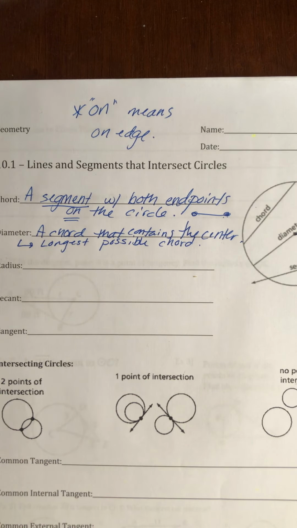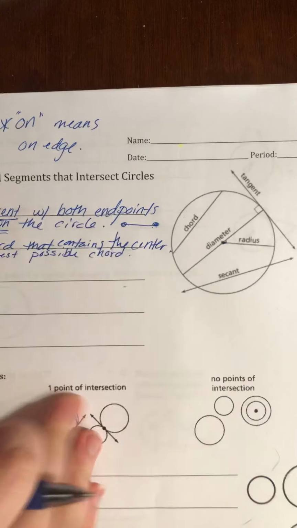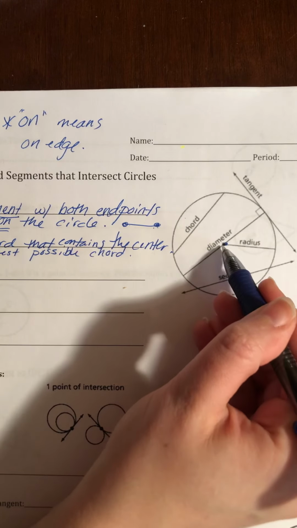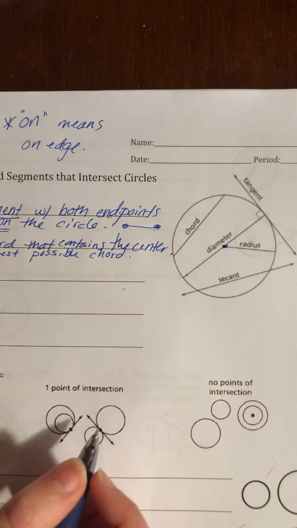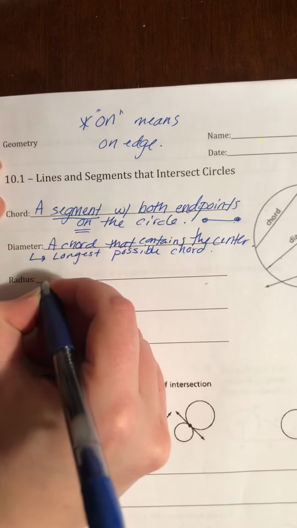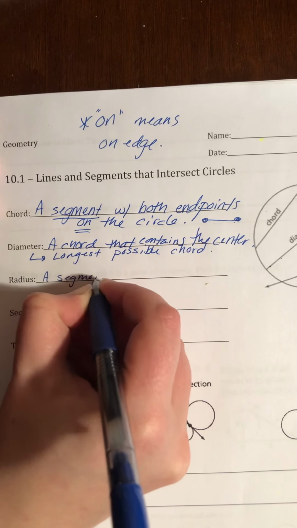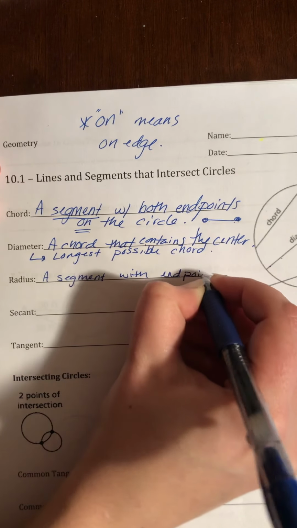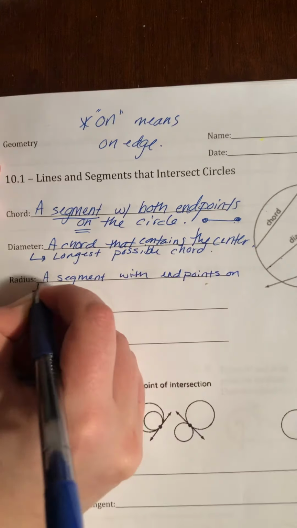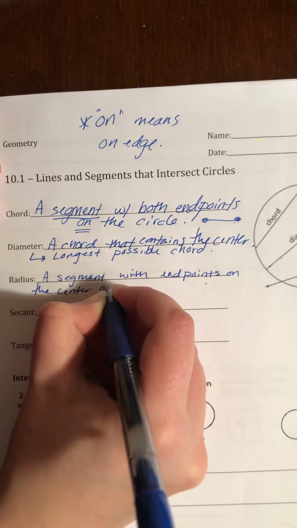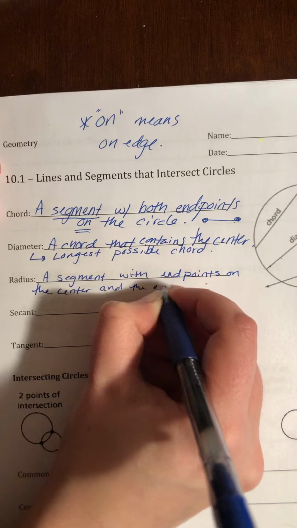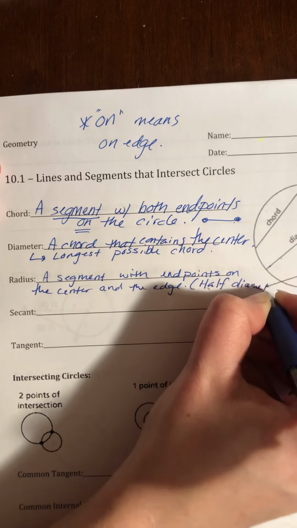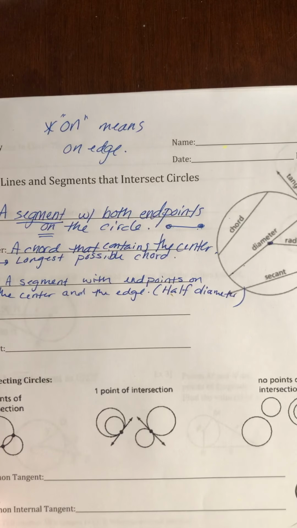All right, so we also have the radius. That should be something we're familiar with. It's half the diameter. So it's a segment that has two endpoints on the center and on the edge. So the radius is a segment with endpoints on the center and the edge. So that's half the diameter. Okay?